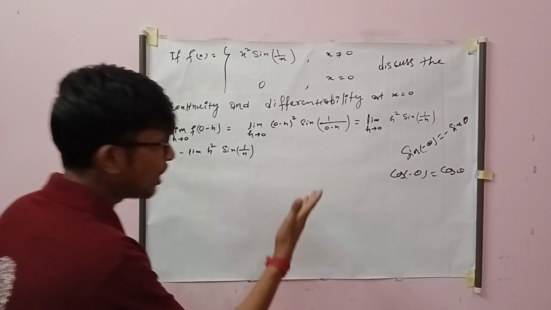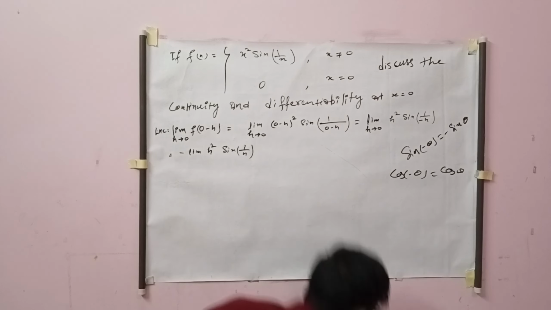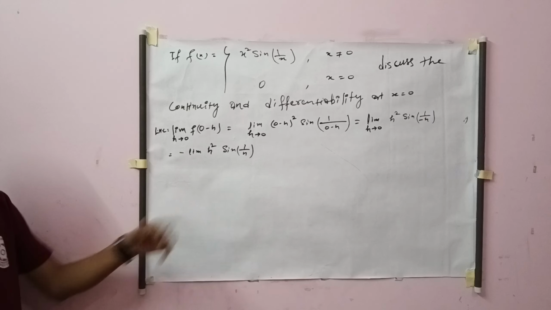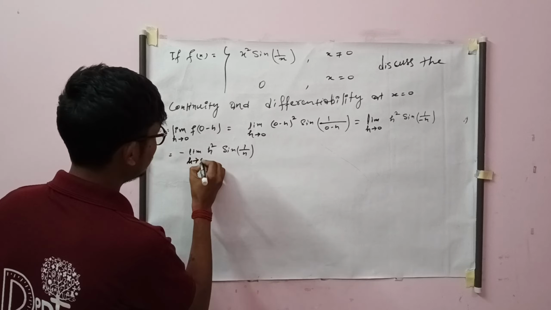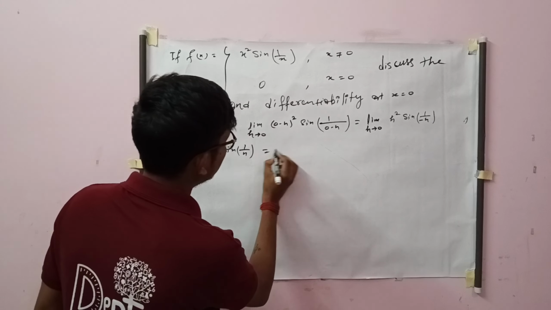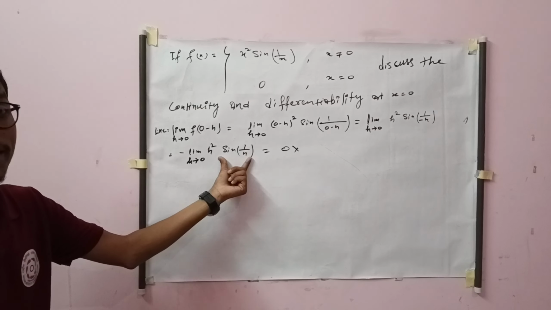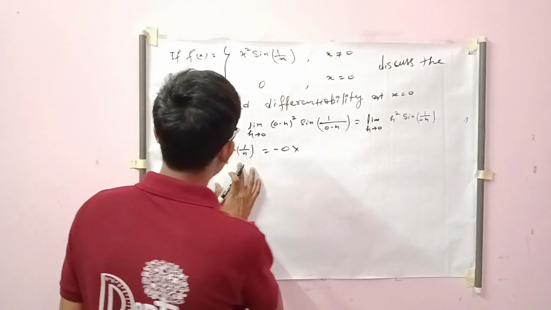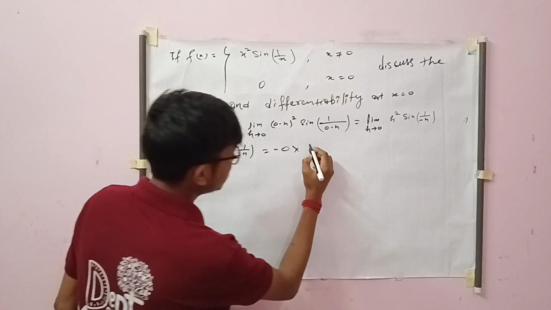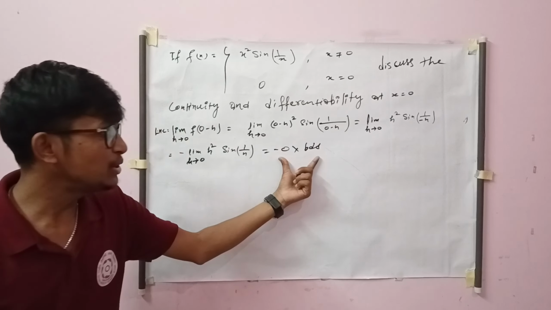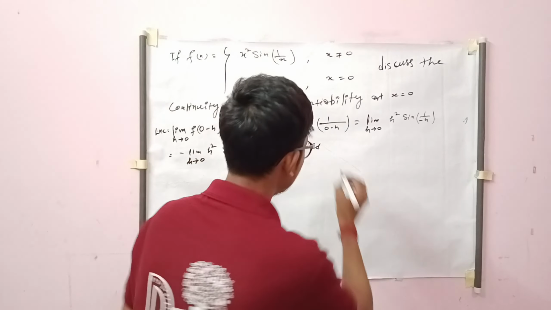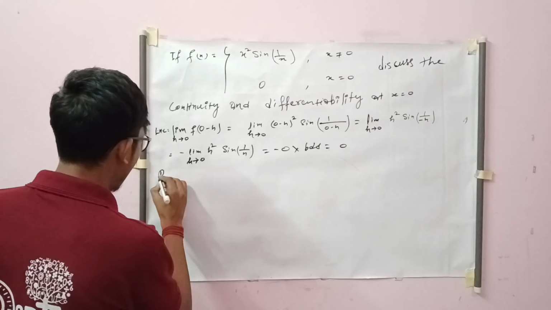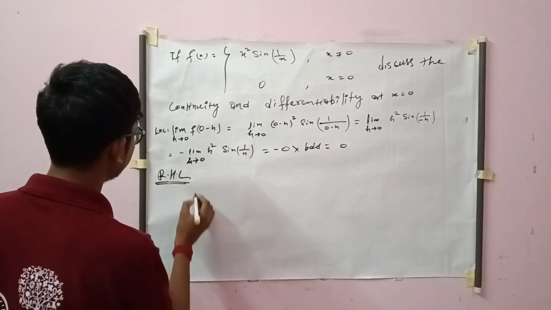Now, if we apply the limit h tends to 0, that would be 0 into a bounded function. The minus I have already carried forward. That function is bounded, which means 0 into something bounded will be 0. So the LHL is 0.